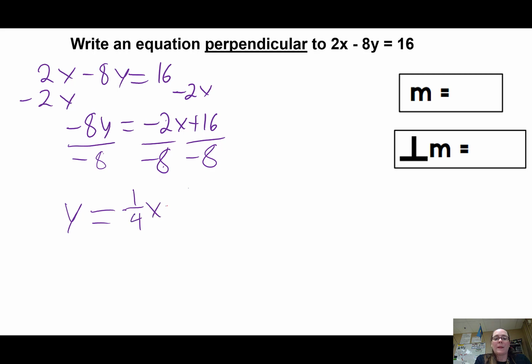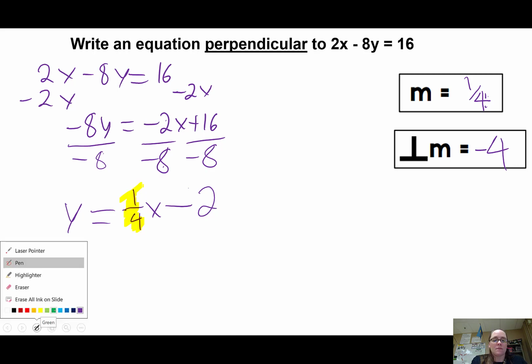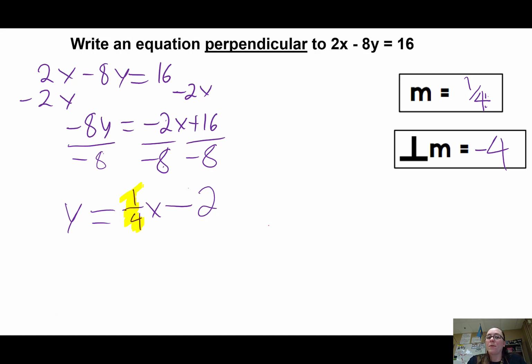Okay, so the slope we're using is 1/4. So opposite reciprocal: flip that, which is 4/1, and make it negative. Anytime we're over 1, it's just the whole number, so it's just -4. So our equation for the perpendicular one will be y equals -4x, and I'm going to pick plus 7.